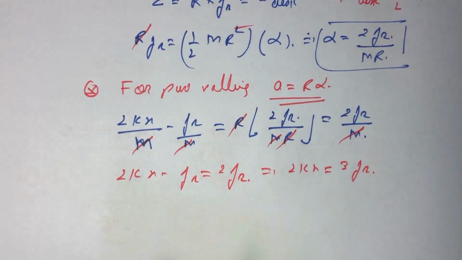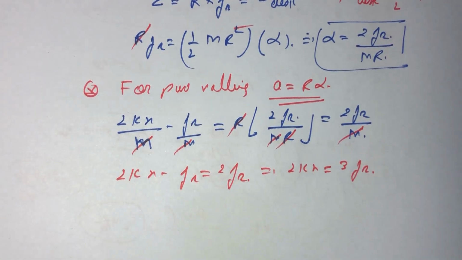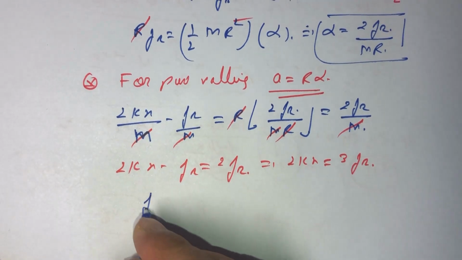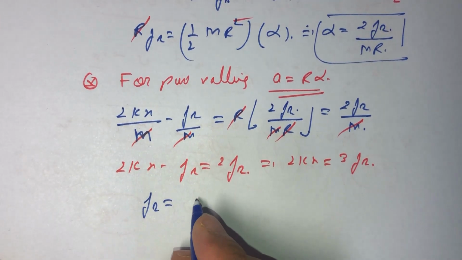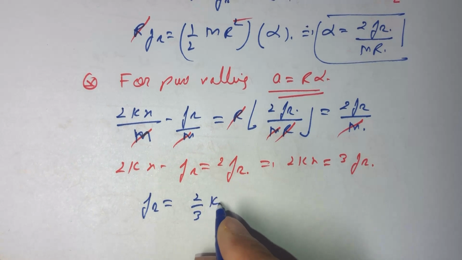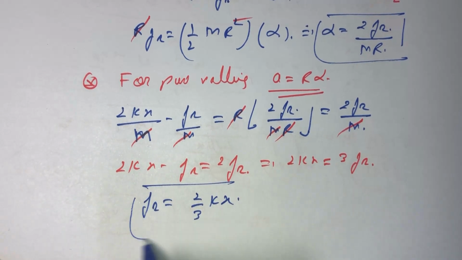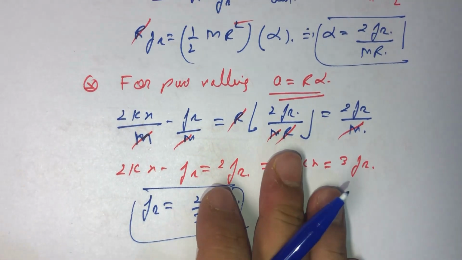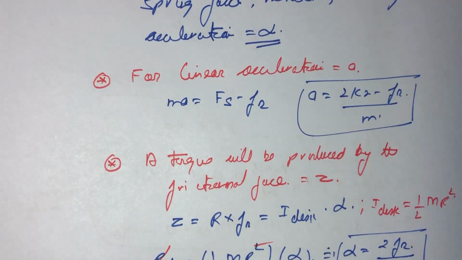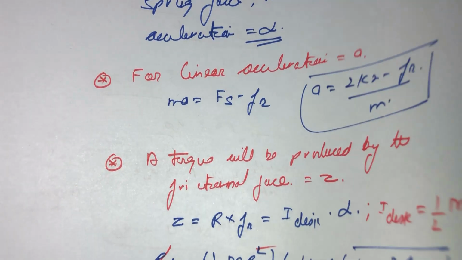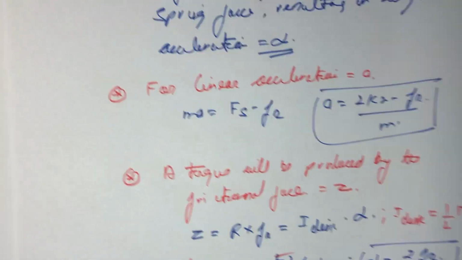So from here we can find the equation for the frictional force, that is Fr is equal to 2 by 3 k multiplied by x. This is the equation for the frictional force. And now we can find the net force acting on the disc.